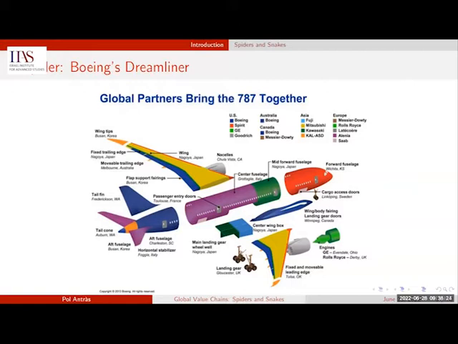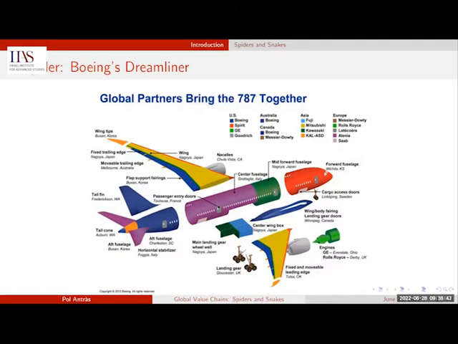Now it's a little bit more complicated than that, because if you look at the Boeing Dreamliner, 70% of the parts of the Dreamliner are actually produced abroad. And many of the parts, if you can read the locations, are actually in Europe, okay? So is this really a US good? Well, it looks more like a global good, okay?